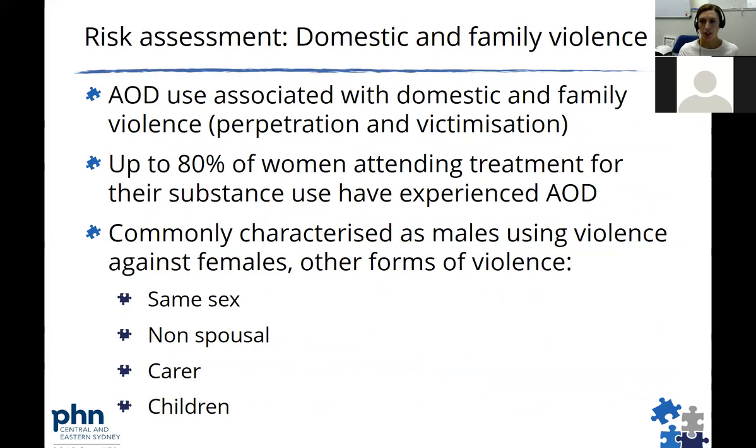AOD use has also been associated with both the perpetration and victimisation of domestic and family violence. So evidence suggests that up to 80% of women who attend AOD treatment have experienced violence. And although domestic and family violence is commonly characterised as males using violence against females, this is not the only form of family violence. Other relationships can experience family violence, including same-sex, non-spousal, carer and children. The high prevalence of AOD clients who have experienced domestic and family violence really highlights the need for workers to conduct thorough and effective assessments and then respond to the problem.